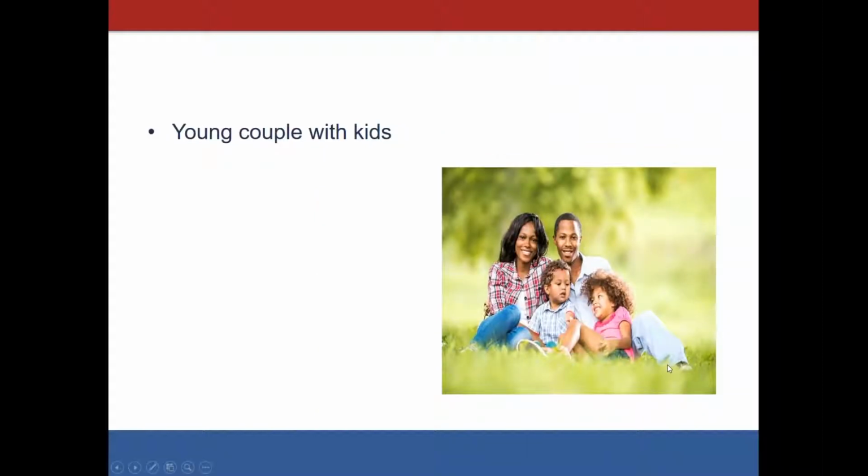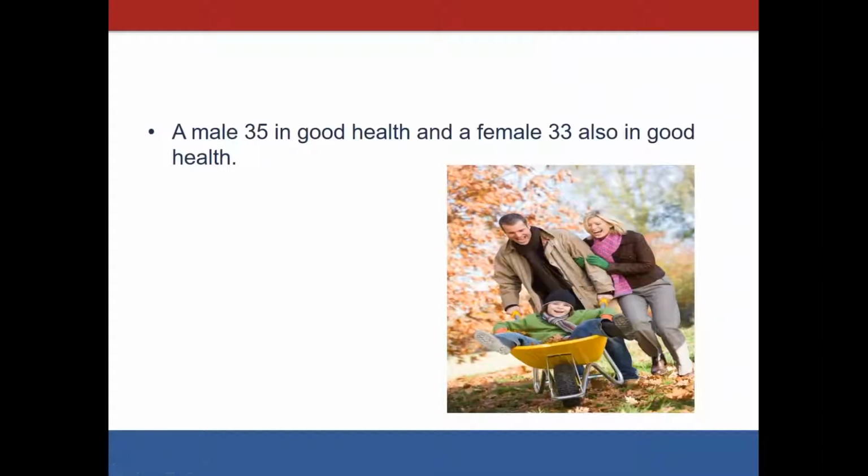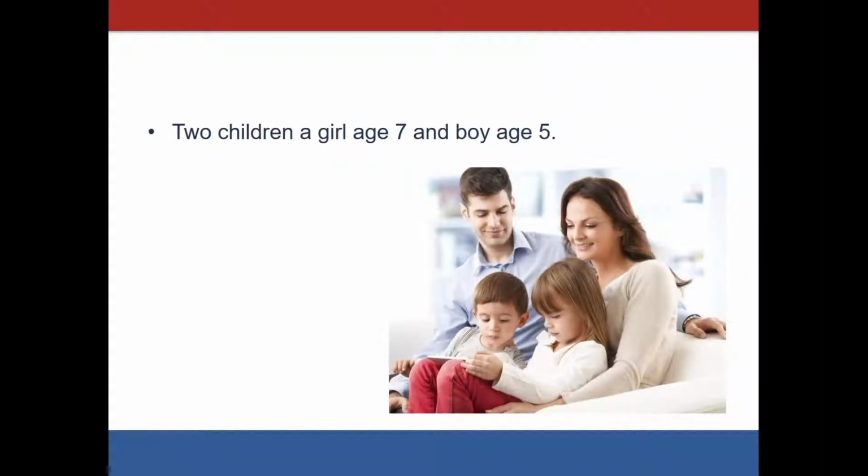So again, looking at that basic health form, we know that we've got a couple and they've got kids. Where are we going to go with that? Well, we've got him 35 and she's 33. We've already mentioned that they both seem to be in relatively good health. The two children, a boy and a girl, ages 7 and 5. You can always ask questions about the kids' health.